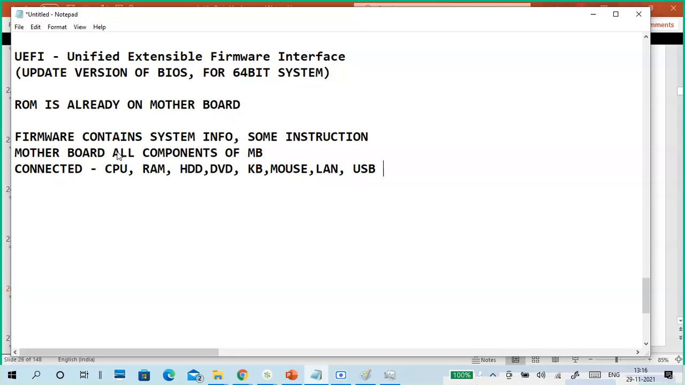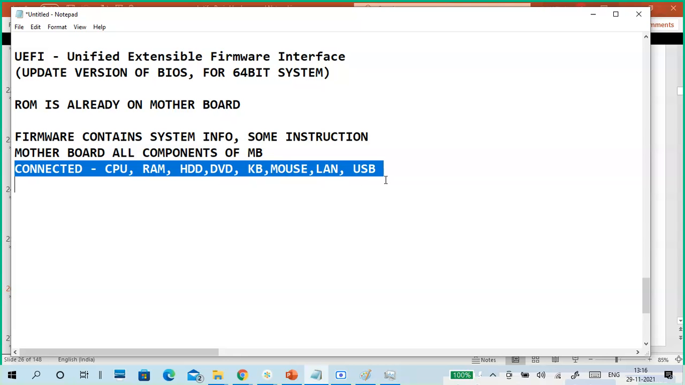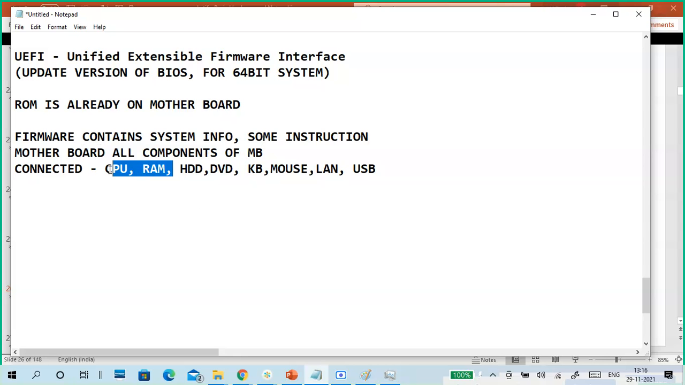So firmware, which is the BIOS, contains your system information and some instructions for booting purposes. The motherboard has all the components on the main board, and next the connected ones like the CPU. RAM is directly connected to the motherboard, and hard disk, DVD, keyboard, mouse are external to your motherboard, but everything is connected to the motherboard only. Try to understand that.